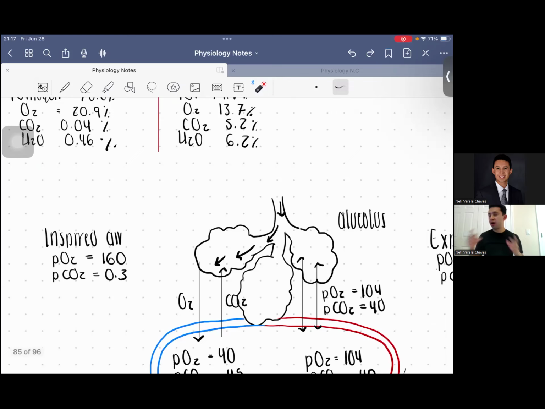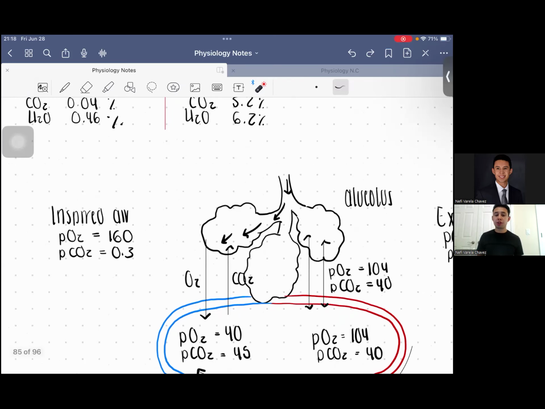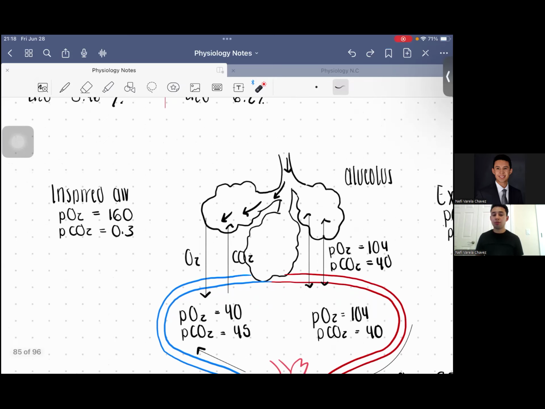Everything starts here in our mouth. We do inhalation, and eventually oxygen reaches our lungs. When we inspire, we have about 160 millimeters of mercury, and this pressure drops to about 120 as it mixes with water. Water decreases the partial pressure of oxygen because we have liquid in our lungs, right? Well, a little bit. Too much liquid is bad.